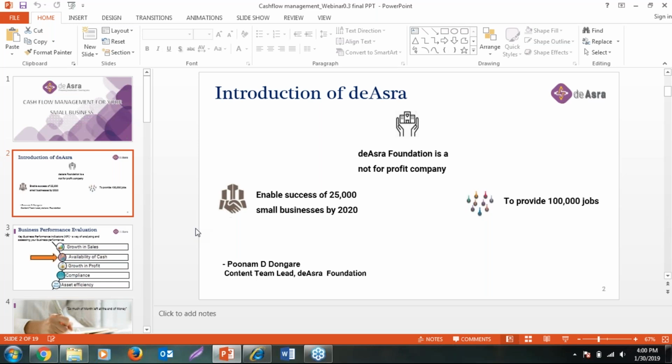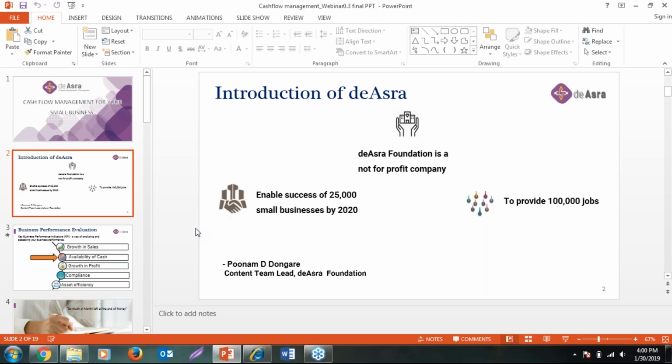So this was an introduction about deAsra, and our intent, Dr. Deshpande's vision for why deAsra was started. Because at the initial stage, even Dr. Anand Deshpande faced a few problems while starting his own company. He faced a few legal queries. He didn't know how to go ahead with them. So he thought, if he is facing the problems, then yes, a small businessman would of course face a few problems and would land up in a mess. Maybe he doesn't know how to get out of it. So this was the intention to start deAsra.